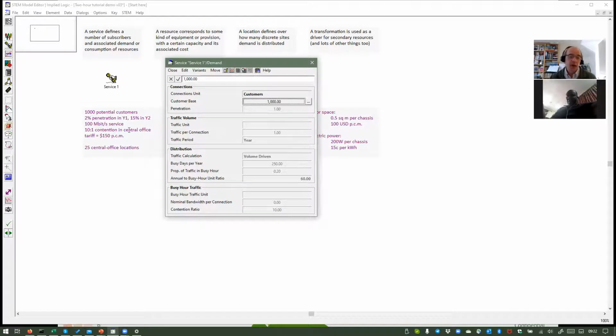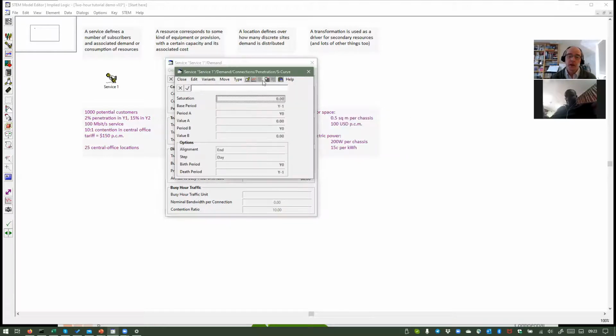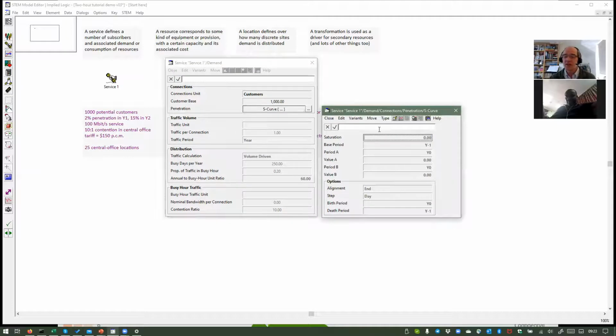And it doesn't say so, but I'm going to use an S-curve to represent this penetration. I can get to that in several ways. The easiest way is if I right-click the penetration field, I get this little menu and I can do change type, and I can say I want this to be an S-curve. Conceptually, the S-curve is a sub-dialog that lives beneath the penetration field. It is the parameters that constitute the penetration.